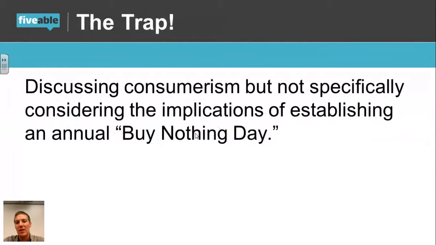I believe the trap, based on what I've seen with student writers, is discussing consumerism, but not specifically considering the implications of establishing an annual buy nothing day. You can write the best essay of your life on why consumerism is good or bad, but if you don't talk about the idea of a buy nothing day, I bet you can get the 4.